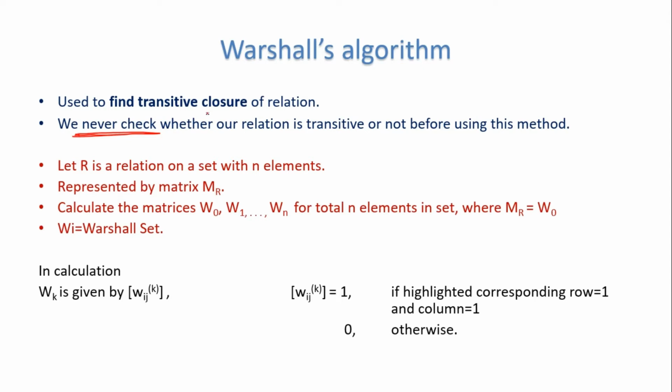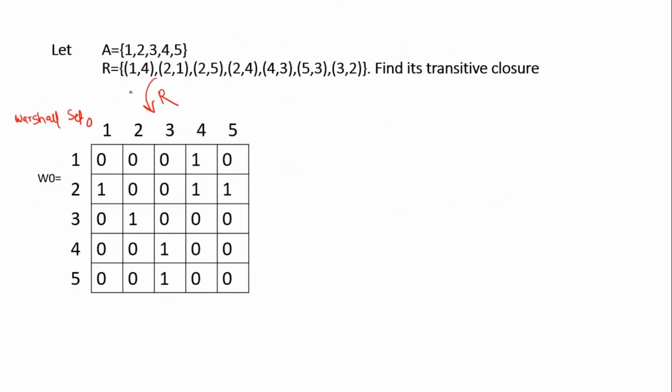The assumption we have in this Warshall algorithm is that R is a given relation on a set with n elements. This will be represented in matrix format. If your set has n elements, then your matrix will be an n by n matrix, where n will be rows and n will be columns. That is represented by M_R. And if you have n elements in your set, then that many Warshall sets will be calculated in finding the transitive closure. Let's take one example for Warshall algorithm.